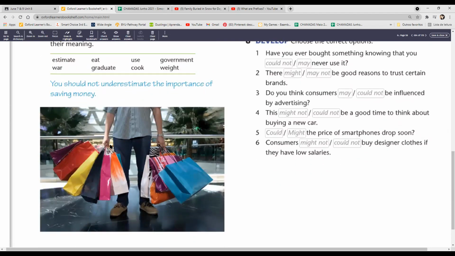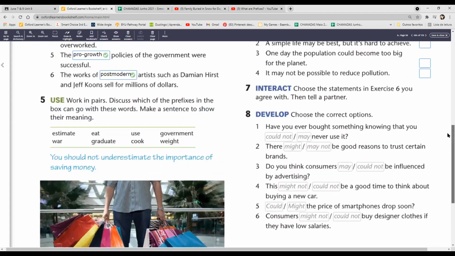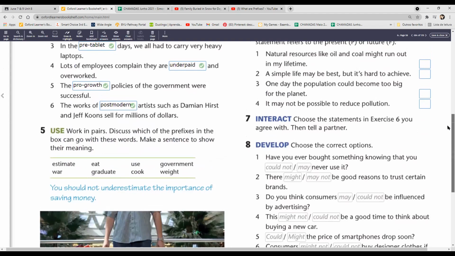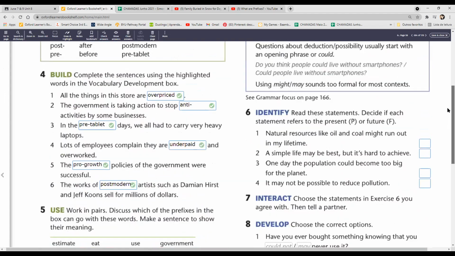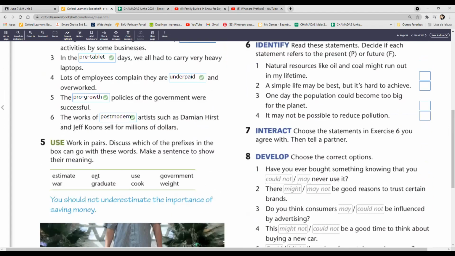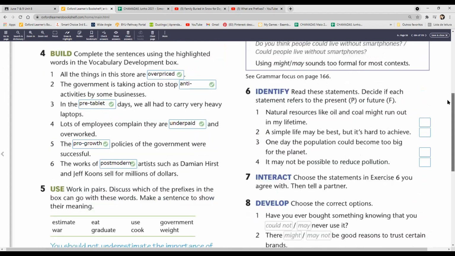So this picture is amazing. It's amazing to illustrate this sentence. I love this picture. We need to choose one word or everything. You just need to say which prefixes, for example, would go with the verb to eat, for example, here.